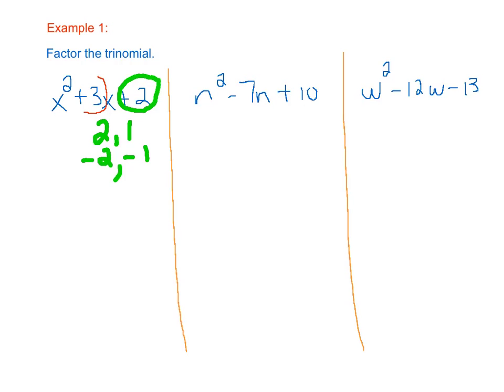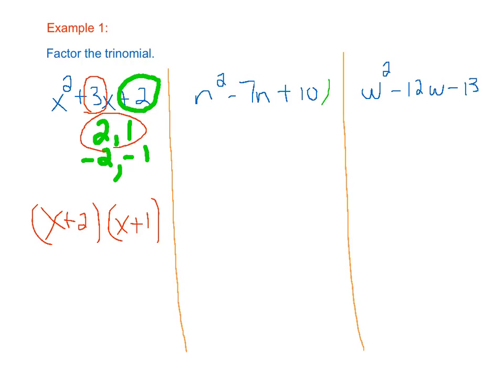So you look here, and of these factors that we listed, which one of those can you add to get 3? And there you have it, the 2 and 1. So when you write the factor for this, we got a positive 2 and a positive 1. So the quantity x plus 2 times the quantity x plus 1 is the factored form of that trinomial.